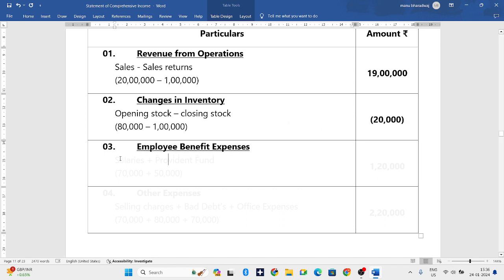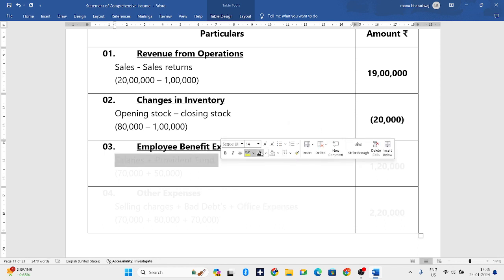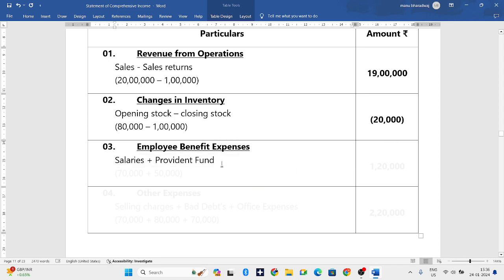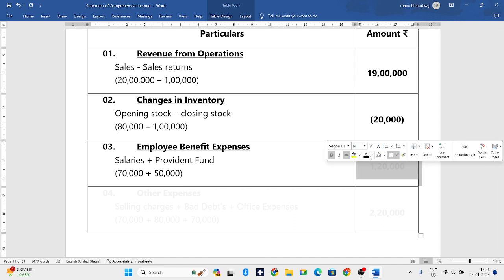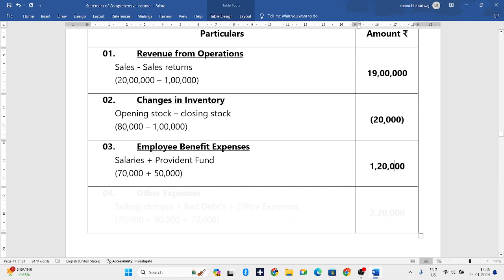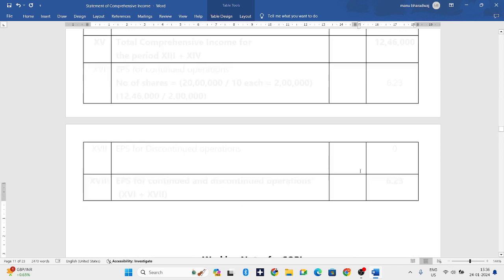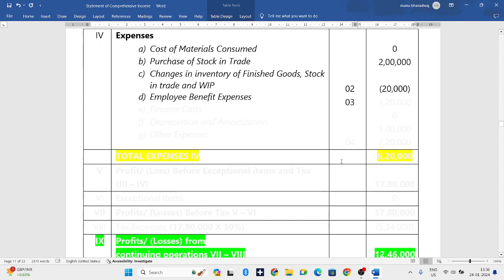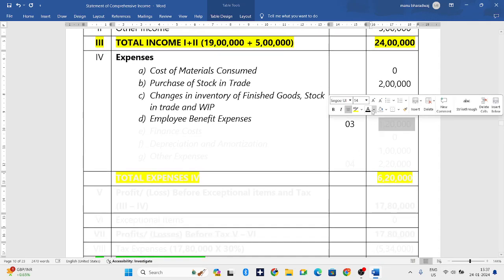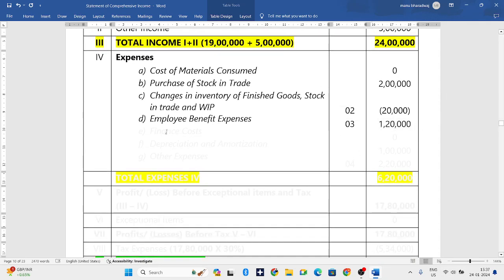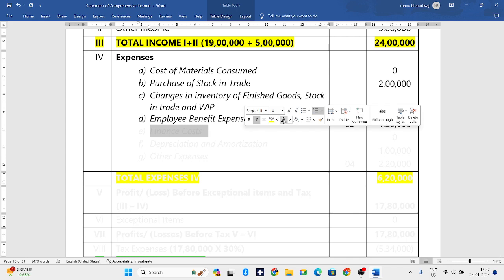So we have two components here. First one we have salaries. Second one we are having provident fund. Salaries is 70,000. Provident fund is 50,000. If we add both, it becomes 1,20,000. Now this 1,20,000 rupees should be posted in SOPL.